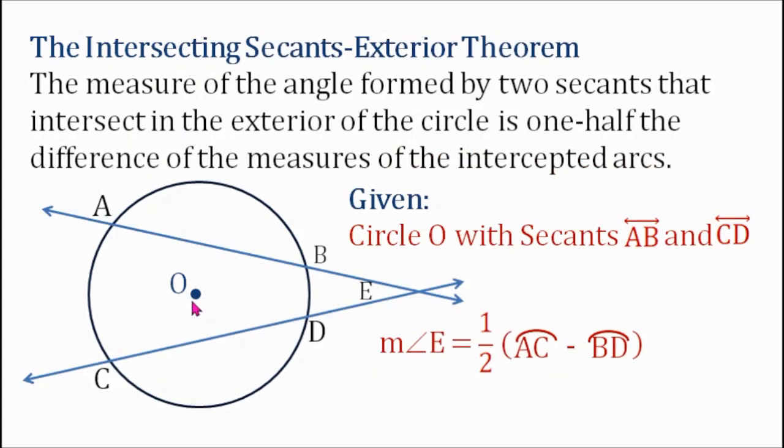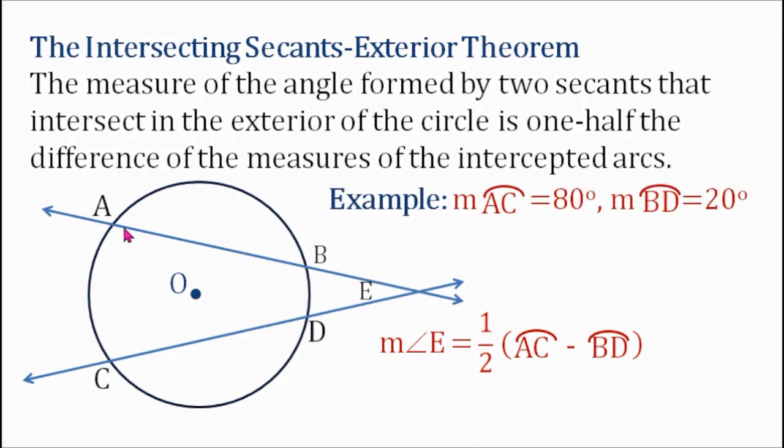We have another theorem. This is the Intersecting Secants-Exterior Theorem. The measure of the angle formed by two secants that intersect in the exterior of the circle is 1/2 the difference of the measures of the intercepted arcs. So we have here two secants intersecting at point E. So angle E equals 1/2 the measure of the difference between arc AC and arc BD.